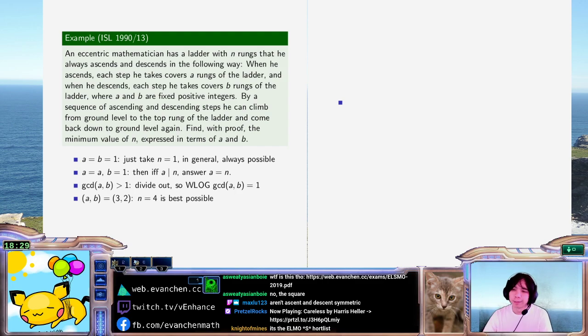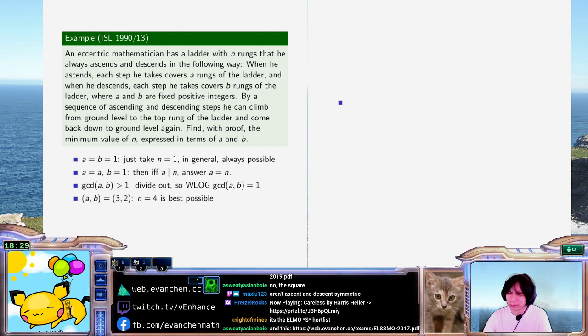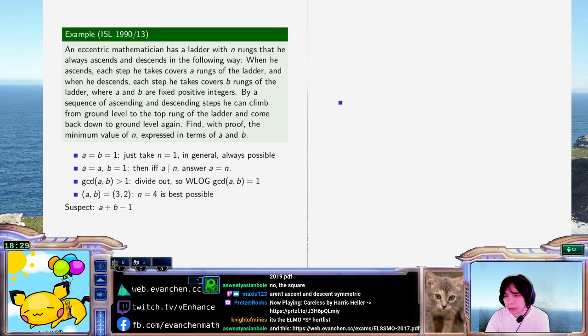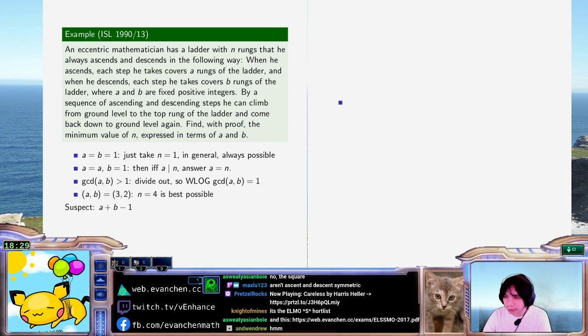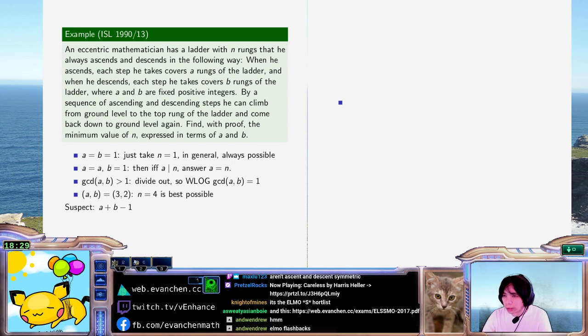It looks like we're suspecting an answer of a plus b minus 1, which is plausible. I'm trying to think, if we think this is the answer, what's the algorithm that gets it? Because if the answer form is this clean, I expect a reasonably good way to show that it's achievable.